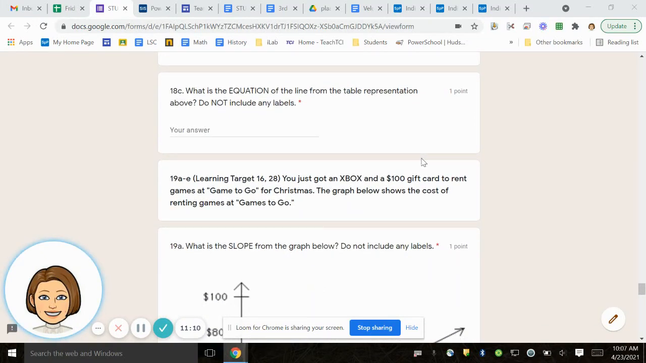18C, what is the equation of the line from the table of representation above? Do not include any labels. So now that you have slope, now that you have the y-intercept, write the equation.